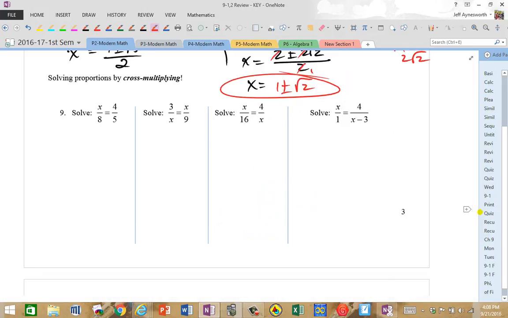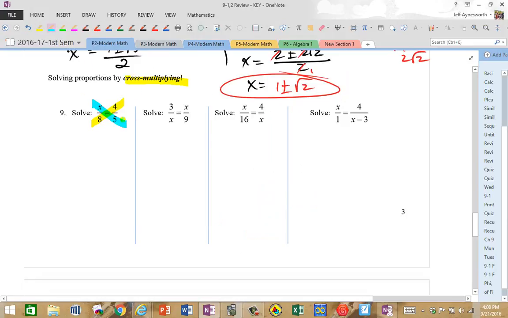Okay, now proportions, solving by cross multiplying. All right, so we're saying this product is equal to that product right there. So 5x is equal to 4 times 8, 32. After you divide by 5, x is equal to, let me see, 32 divided by 5, divides 6 times, remainder 2. So 6 and 2/5.